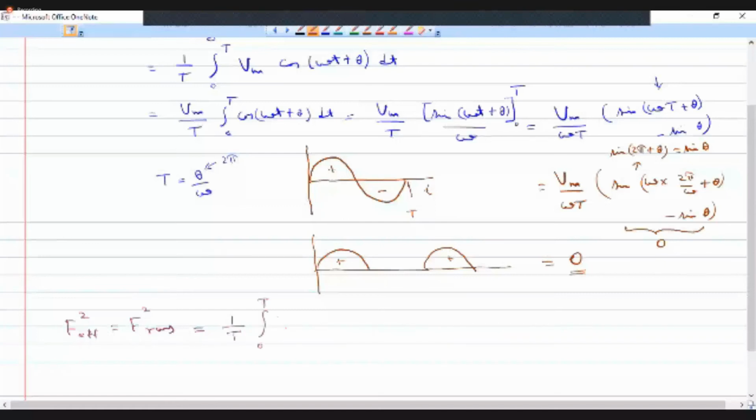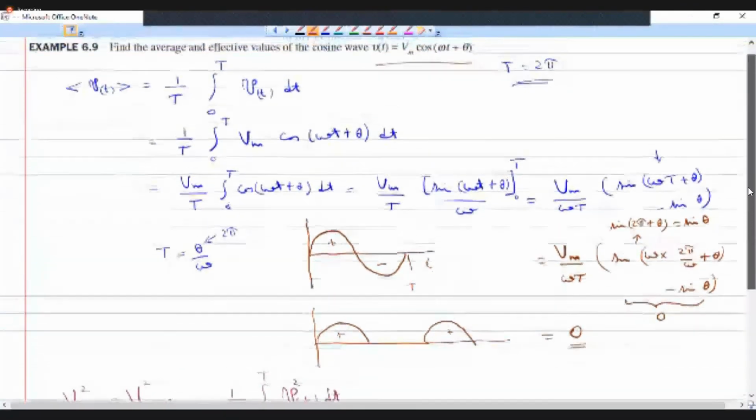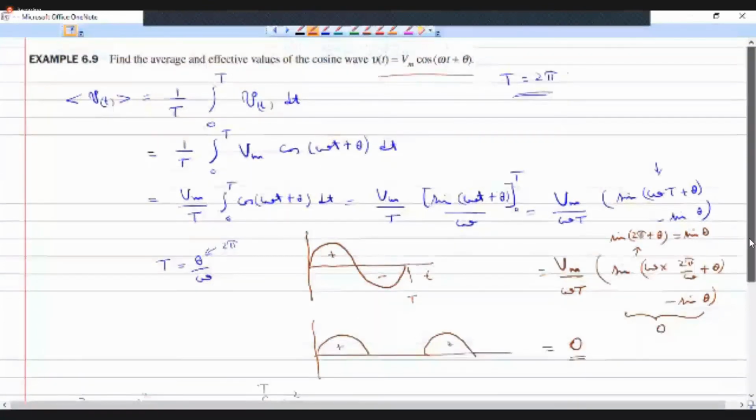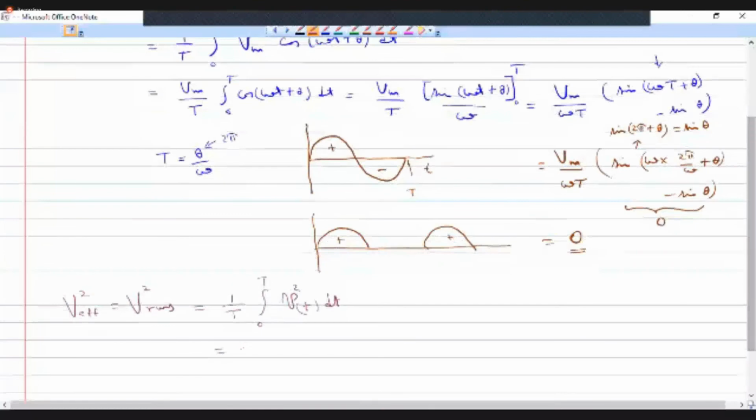This is the general expression. For us it is v of t, and this should be equal to v of t square dt, right? Because our function is v of t, which is equal to Vm cos omega t plus theta. Okay. So this is equal to 1 by T integral 0 to T of Vm cos omega t plus theta, whole squared, dt. Okay. Now you can integrate this.